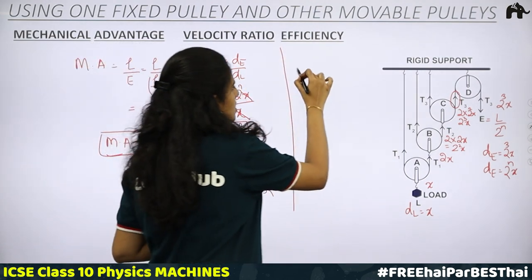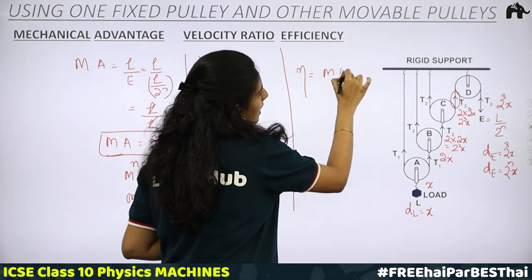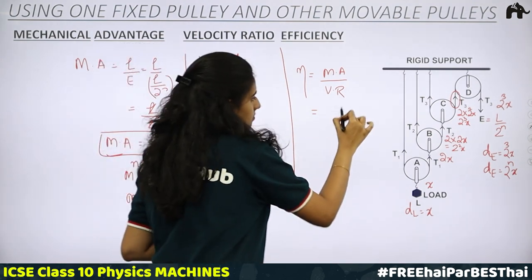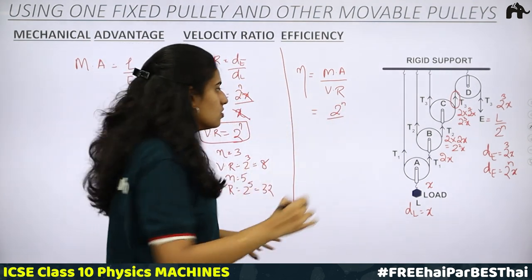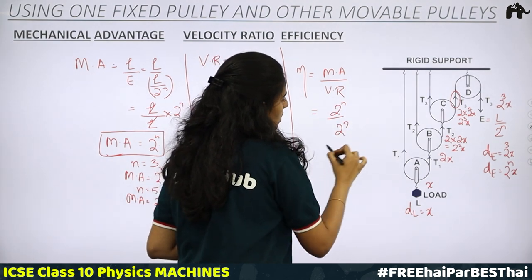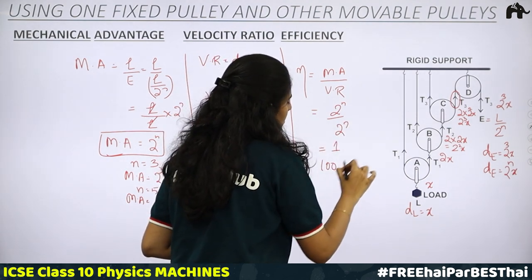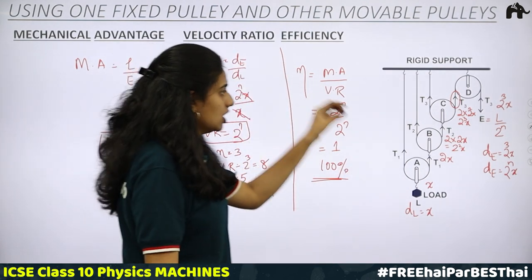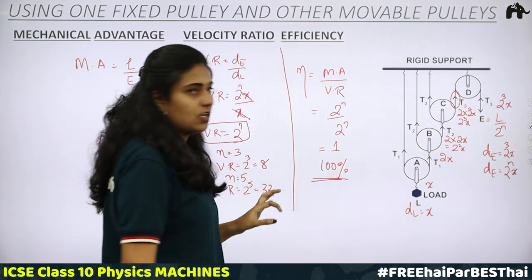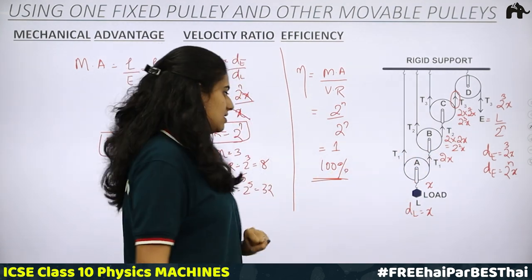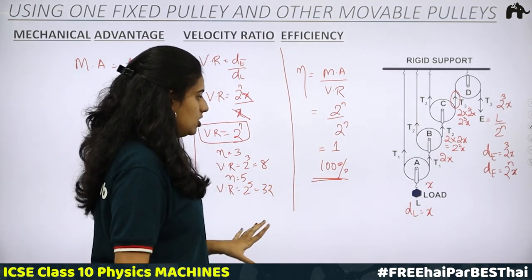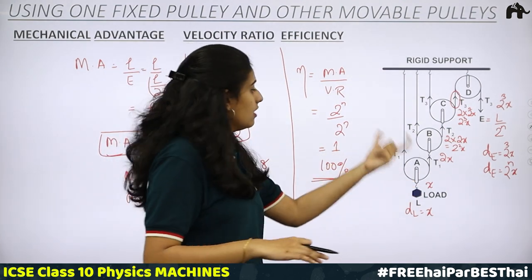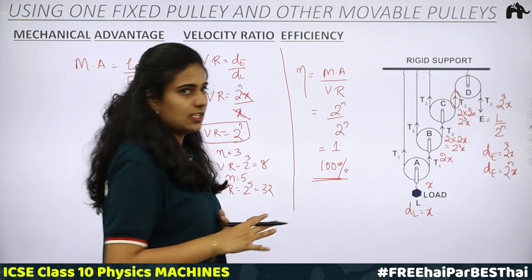Now the efficiency. We know efficiency is equal to mechanical advantage divided by velocity ratio. Here the mechanical advantage is 2 raised to n, divided by velocity ratio, which is also 2 raised to n. 2 raised to n by 2 raised to n is equal to 1. Again, we are getting efficiency 100%. We are not considering the friction and the mass of the rope and pulley system. Only the load is considered as a mass. In that case, you will get 100% efficiency, or else the efficiency will be less than 100% in the normal case, when friction and the mass of the rope are considered.